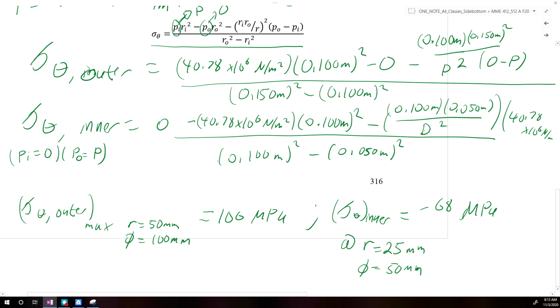If you did that, you get these two values for the radial tangential stresses in the outer element and the inner element. Both occur at the inner radius of the cylinders. In the outer element you get a tangential stress, which makes sense because it's being expanded, and the inner element is being compressed, so you get a compressive stress.